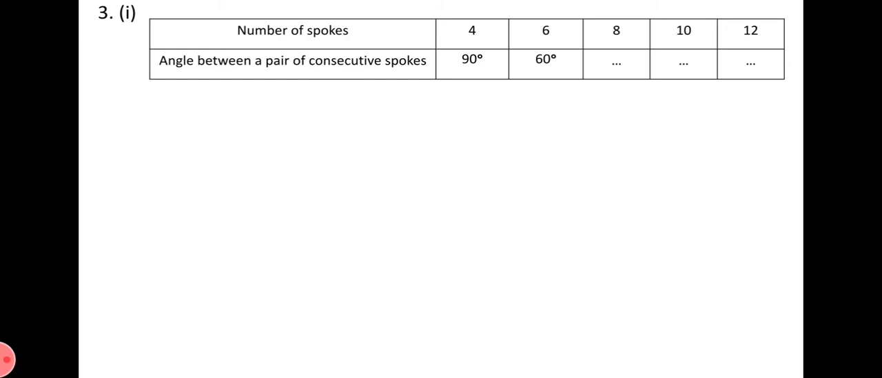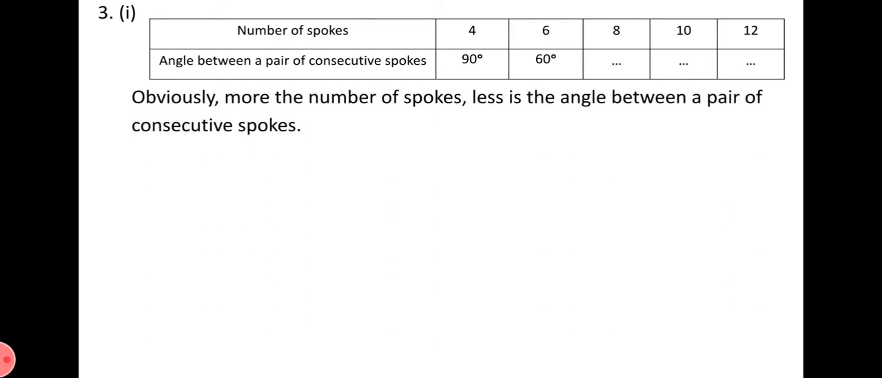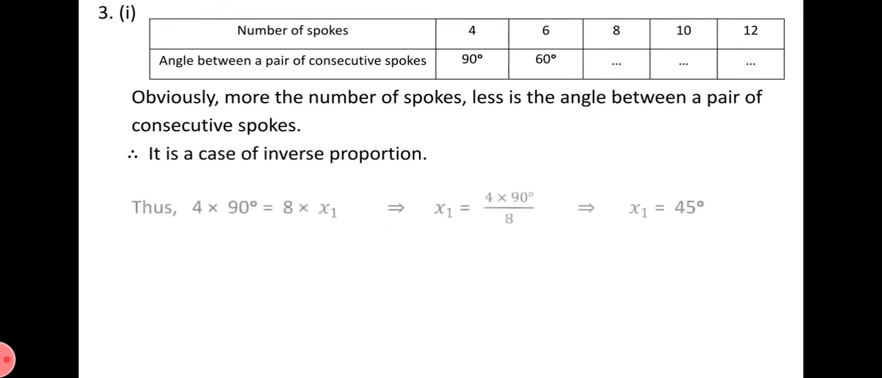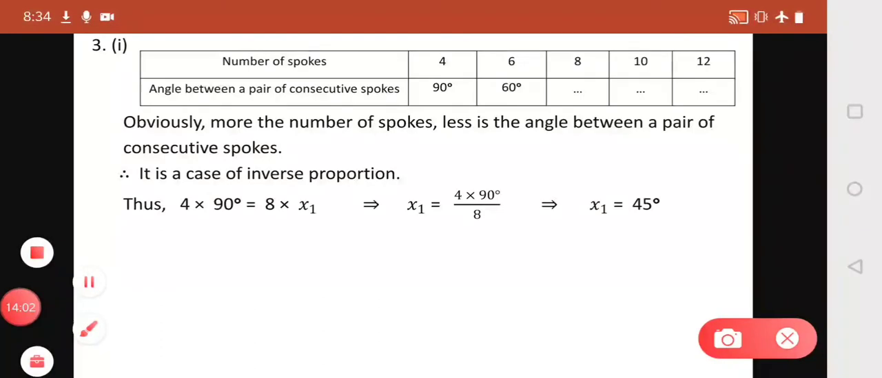Using this, we will see what the angle is if the number of spokes is 8, 10, 12. Obviously, the more the number of spokes, the less the angle between a pair of consecutive spokes. Therefore, it is a case of inverse proportion. Thus 4 into 90 degrees equals 8 into x1. Here let us suppose this is our x1, this is our x2 and this is our x3.